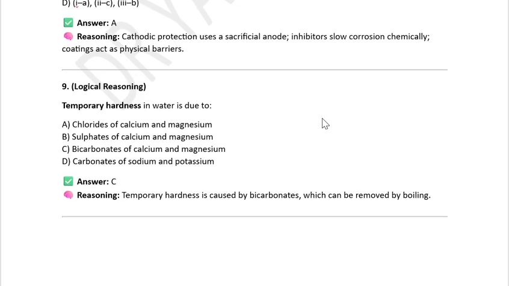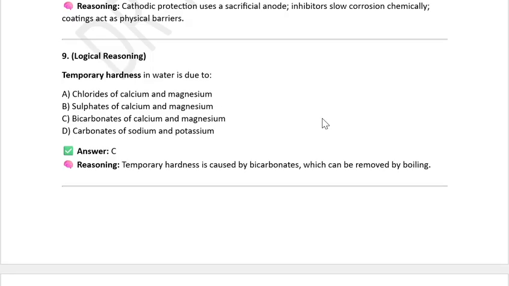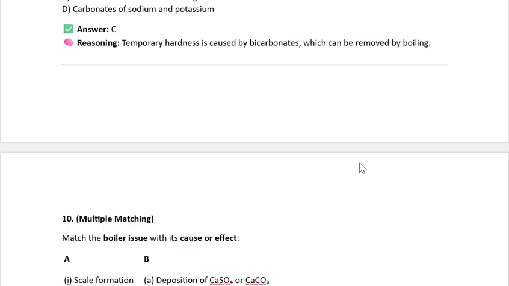Next, ninth question. Temporary hardness in water is due to... You know very well. There are four options. Option C is the correct answer: bicarbonates of calcium and magnesium. Temporary hardness is caused by bicarbonates and can be removed by boiling.